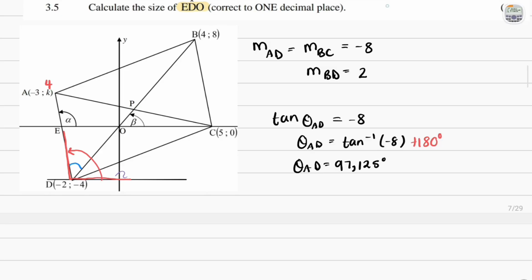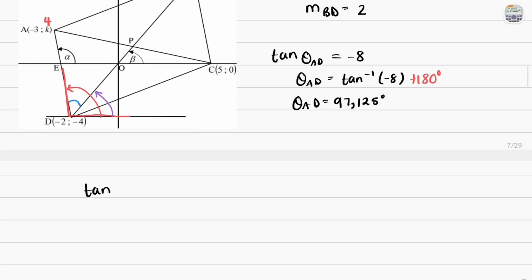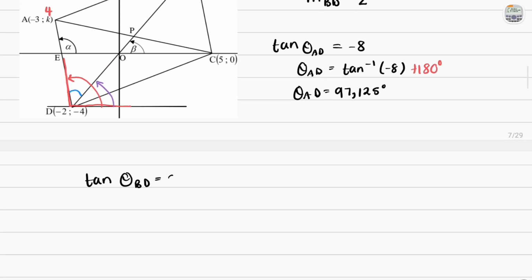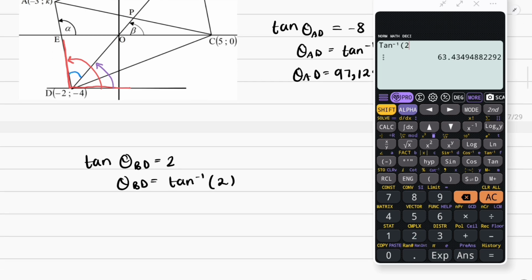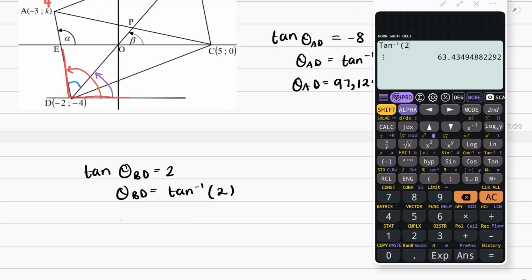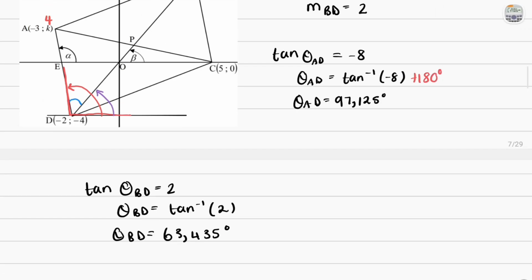So we'll find that by saying from the x-axis that we're drawing, this imaginary x-axis, we'll go into the line BD. That angle of inclination we'll find by saying tan theta of BD is equal to the gradient, which was 2. So theta BD is equal to arctan of 2. And let's see what arctan 2 is. That is simply 63.434, or we can leave it as 63.435 degrees.